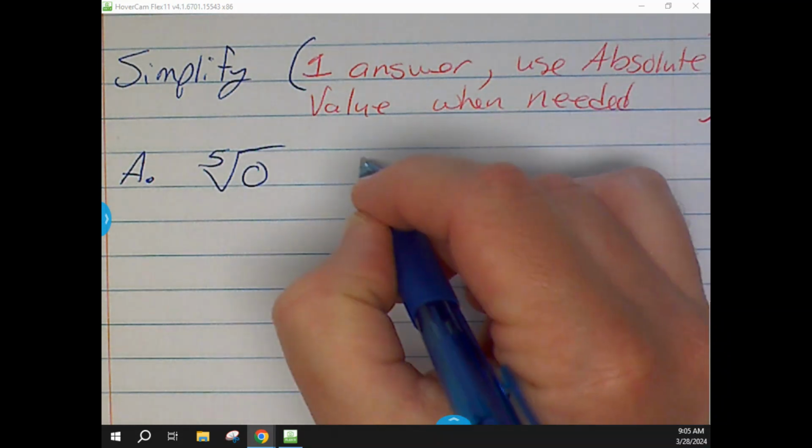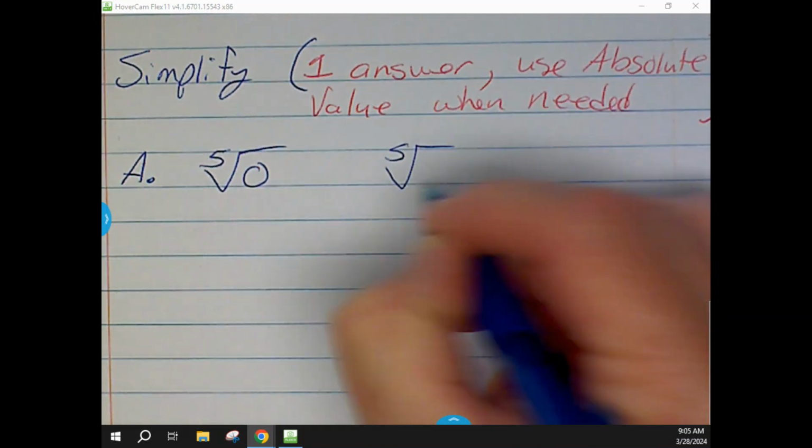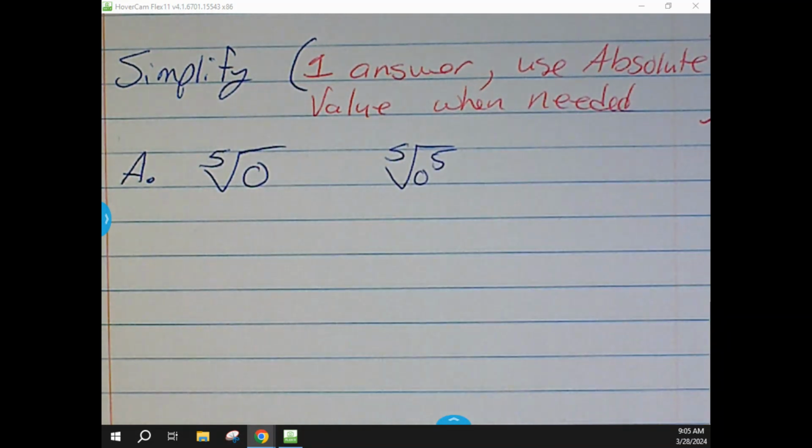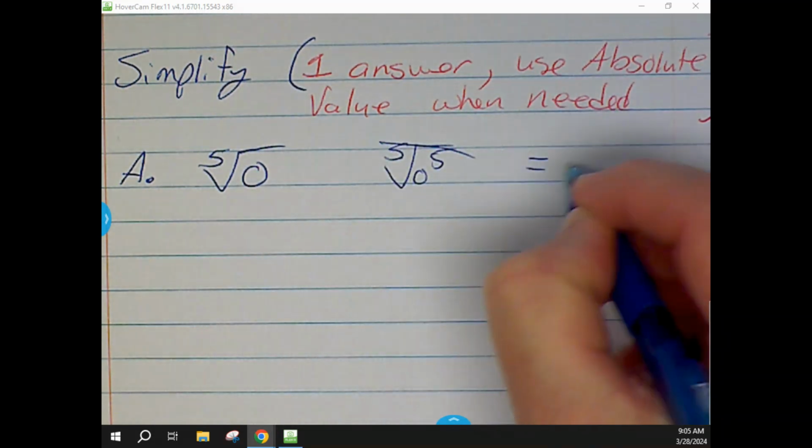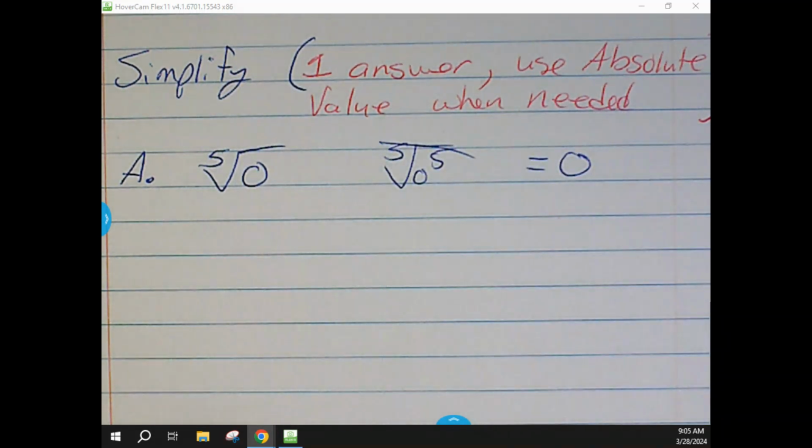All right, it's the fifth root of 0. The fifth root of 0, you could do 0 to the fifth and still get 0, right? So those cancel. So that answer would just be 0.